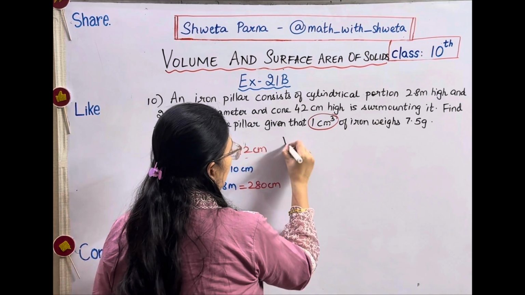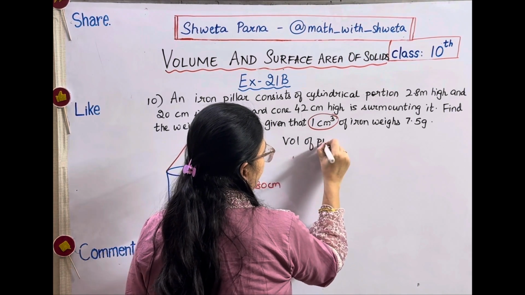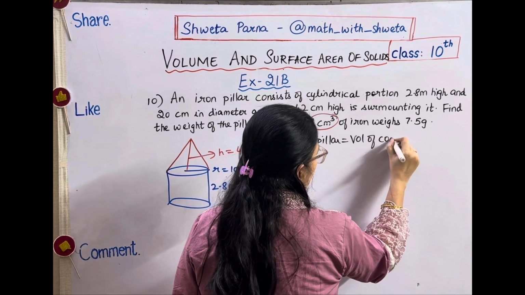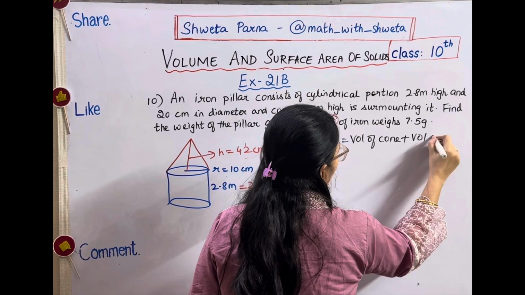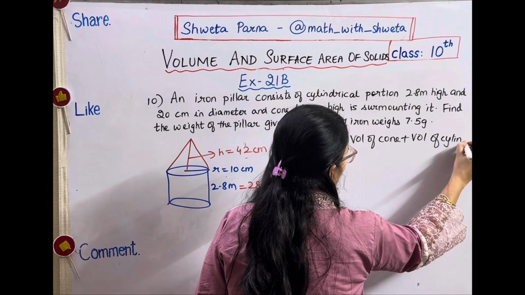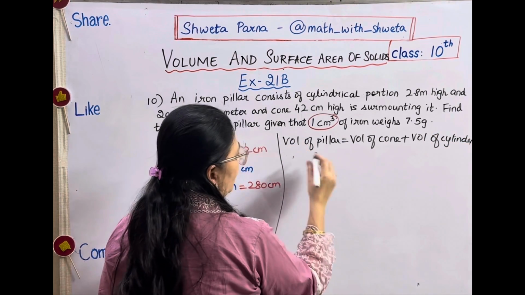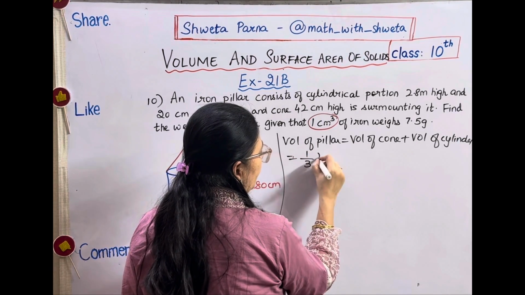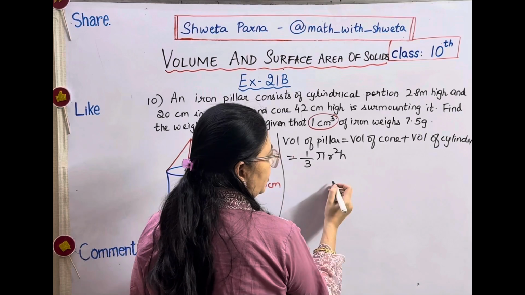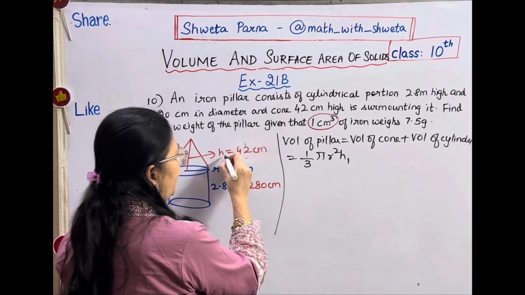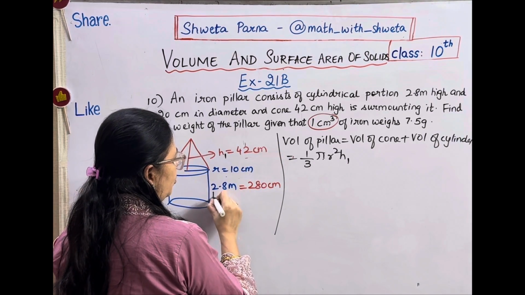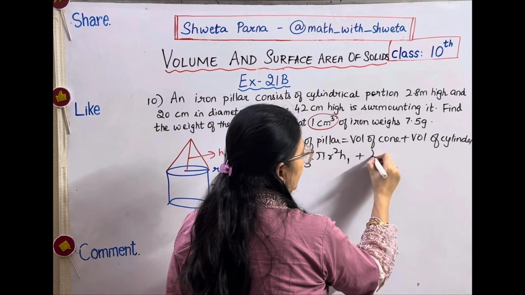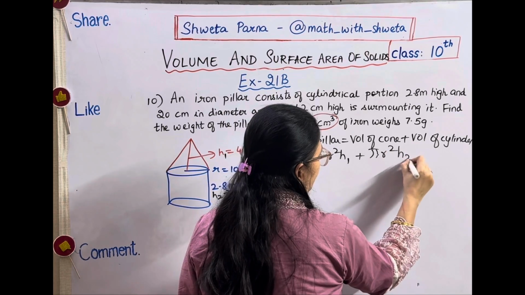So volume of the pillar is equal to volume of cone plus volume of cylinder. Correct? Now, what is the formula to find the volume of a cone? It is 1 by 3 pi r square h. Okay, let us take this as h1 and this as h2, plus the volume of a cylinder, which is pi r square h2.